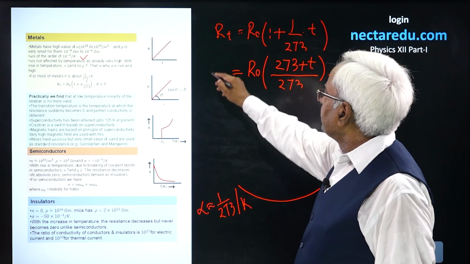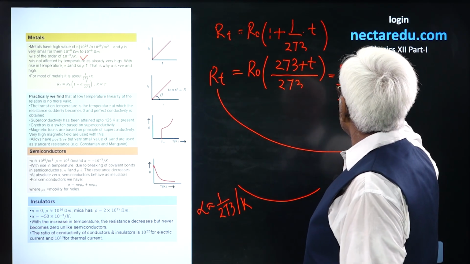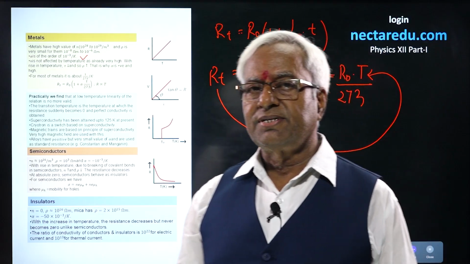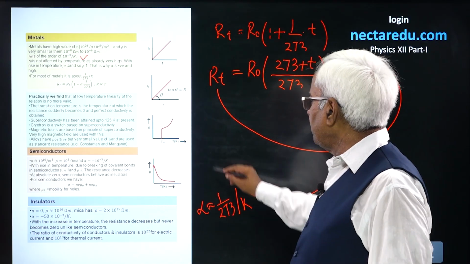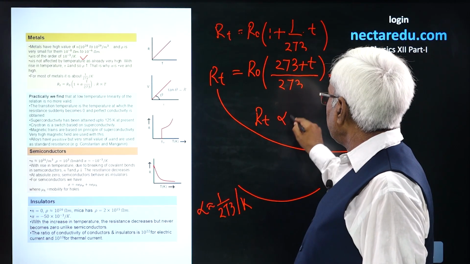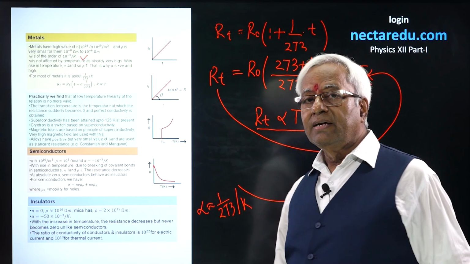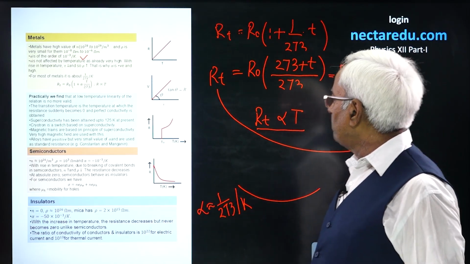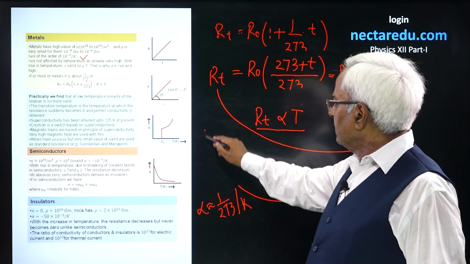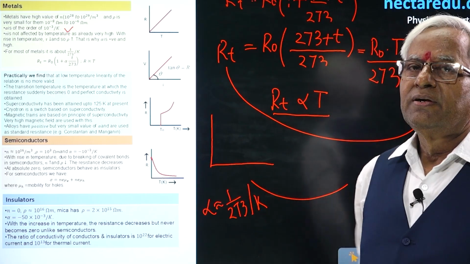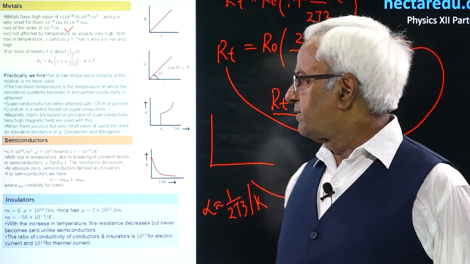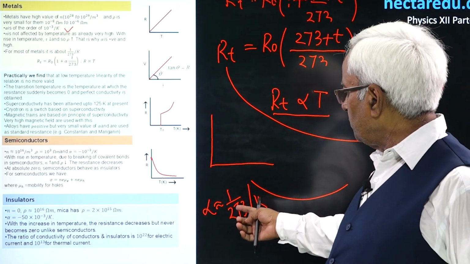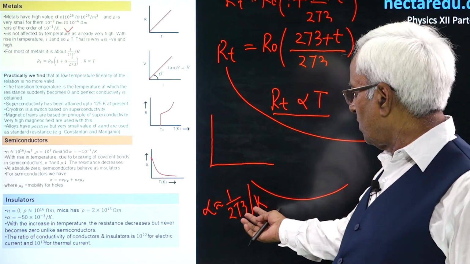Now, it's a very important result: R_T is proportional to absolute temperature. This is exactly the same as in the case of gases, Charles' law and the law of pressure. The resistance is directly proportional to absolute temperature. Mind, it's absolute temperature, not the temperature on the Celsius or Fahrenheit scale. So the relation between resistance and temperature appears to be a straight line exactly. But this value of alpha is not common and equal for all. It is variable. On average, it is found to be of this order.